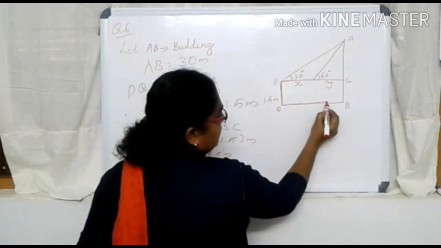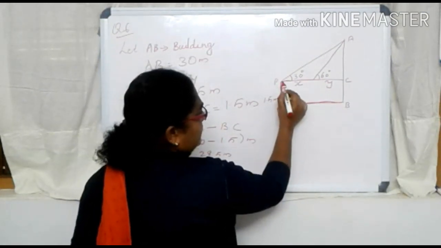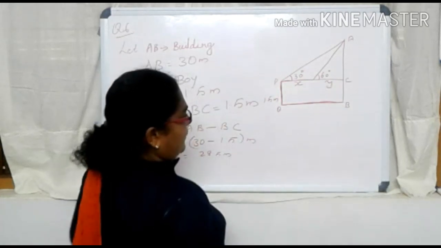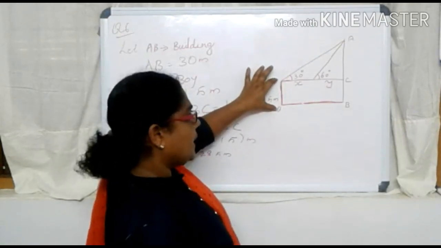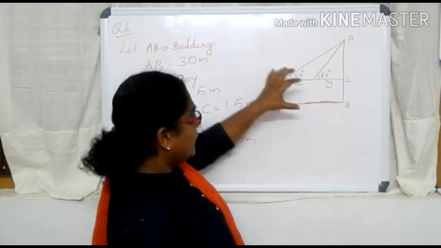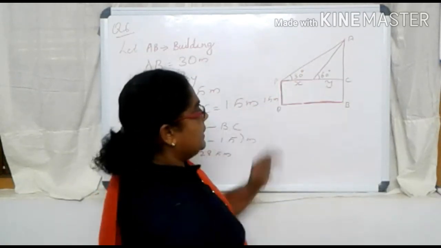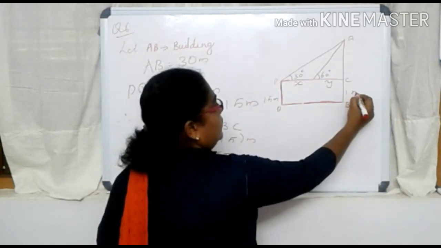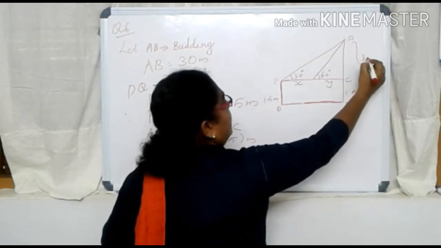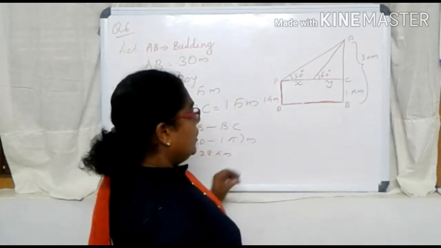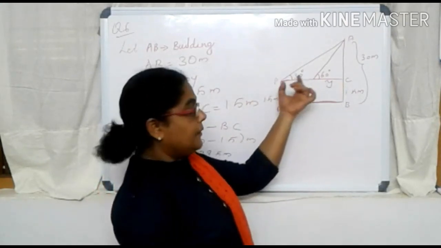QB is the distance between the building and the boy, and that is equal to PC. These two are the same. Because the building is straight and the boy is also standing straight, the height of the boy is PQ. Their height from here, BC, is equal to PQ, that is equal to 1.5 meter, and the height of the building is given in the question as 30 meter. And that boy is walking towards the building. It is given in the question.